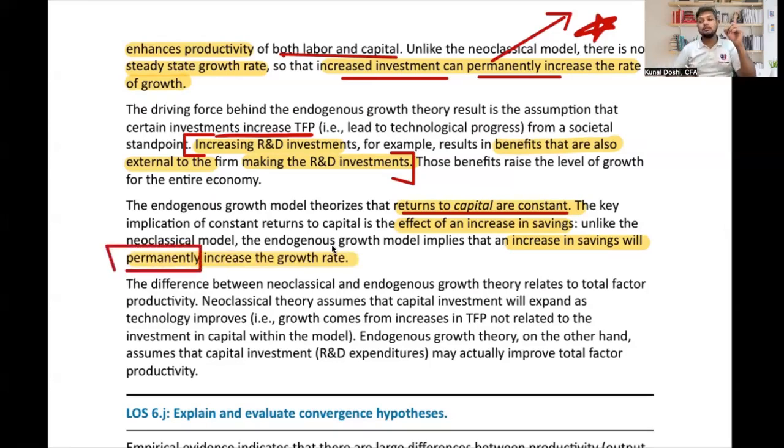Yes. Now, remember the neoclassical theory said that increasing saving will just lead to a short-term increase in the growth rate. Here they are saying no, that will lead to a permanent increase in the growth rate. What if that saving is going into investment in research and development? Then that will boost the technology. So the biggest differentiator is that neoclassical said that savings and investments will not boost the economy forever. Endogenous says, no, what if that is going into technology, right?